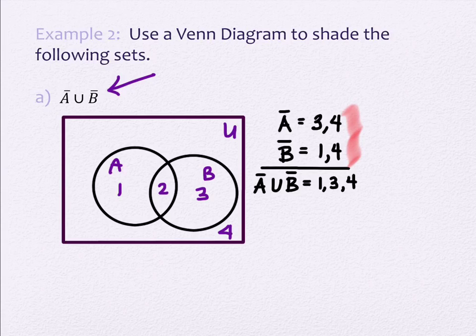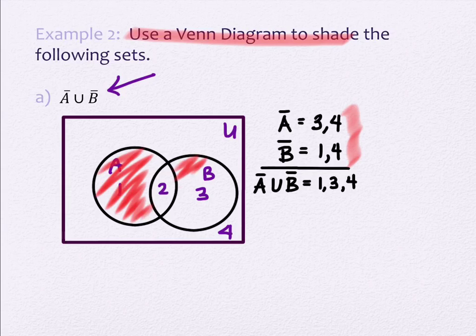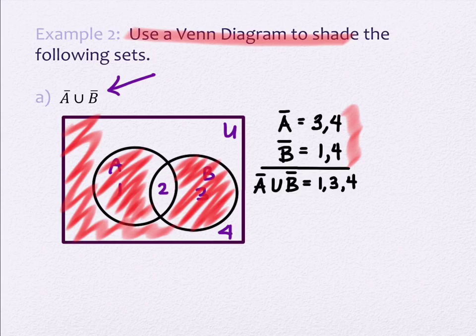Everything that I've done so far is the work that supports my answer, but it's not my answer. My answer is to do what I've been asked to do, which is to use a Venn diagram to shade. I need to shade the answer in the Venn diagram. So in particular, I need to shade region 1, region 3, and region 4. Everything gets shaded except for the overlapping piece in the middle, region 2.